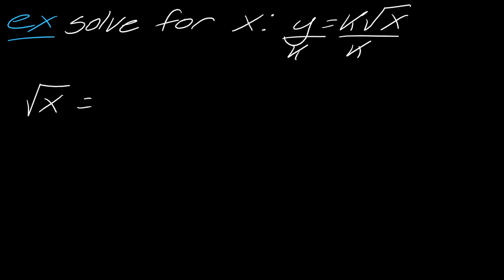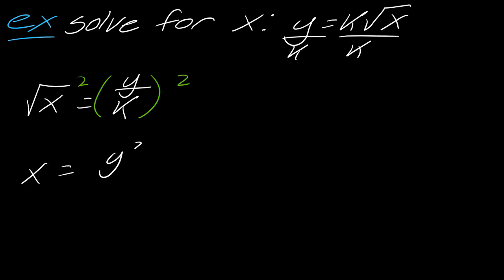So I have the square root of x now equals y over k. And now to get to the x, I can go ahead and square both sides to get that x will equal y squared over k squared. So you always just want to isolate the variable in a formula and then just do whatever you need to do with the exponents to make it work.